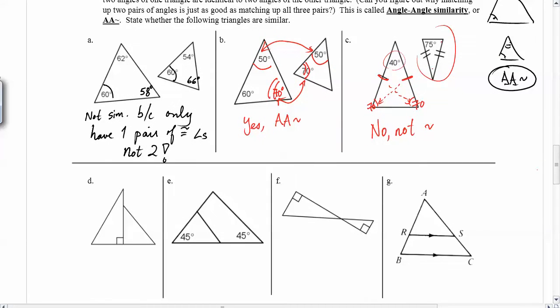Let's see, D. We've got one right angle here, so then this one has to be a right angle too. But then I don't know anything else about the remaining angles. There's nothing that says these bottom ones have to be the same or that this has to be the same as that. So that's as far as you can go. So we only have one A, not one pair of angles, one A out of the AA. So maybe some other angles match up, but I don't know for sure, so not enough info.